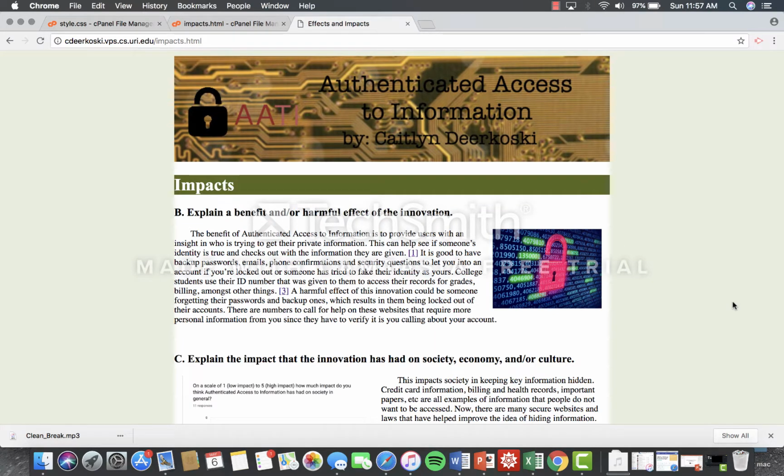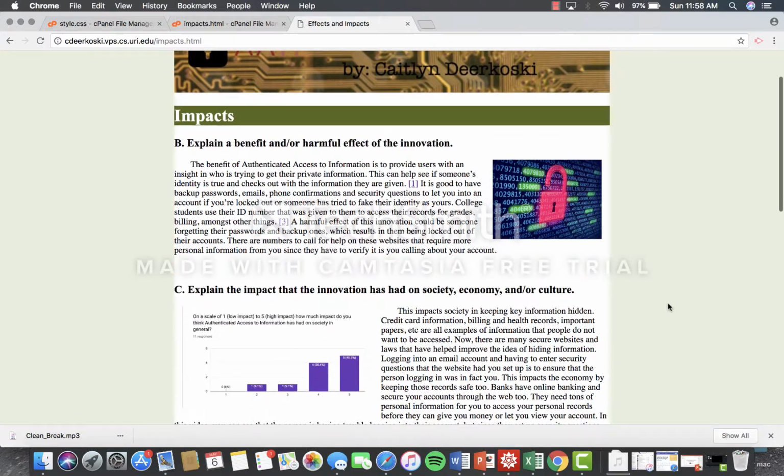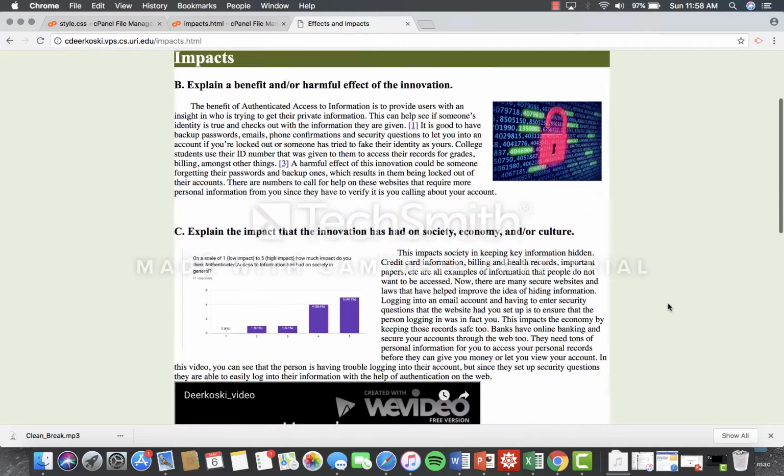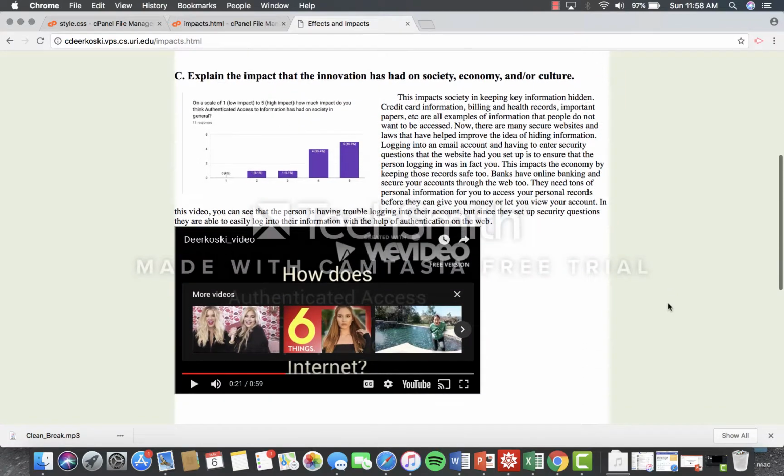On the impacts page, a benefit of my innovation would be that it helps to see who is signing into someone's personal information and how that website secures that information. The picture on the right here shows a simple lock with some numbers to show that the numbers have unlocked the lock and they could probably get their information out.